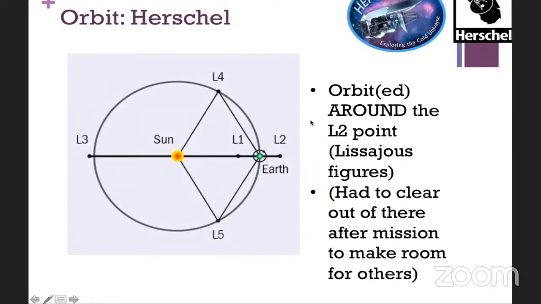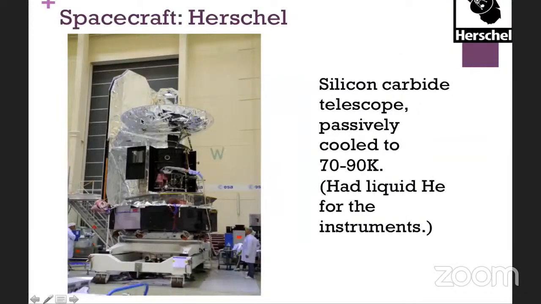And so Herschel and other spacecraft that live at the L2 point do basically Lissajous figures, so basically kind of figure eights around that point. And so Herschel was in that orbit for the length of its mission, but it had to move after it ran out of cryogen to make room for other spacecraft like Webb that will end up at the L2 point. So the spacecraft for Herschel is much bigger than the others.